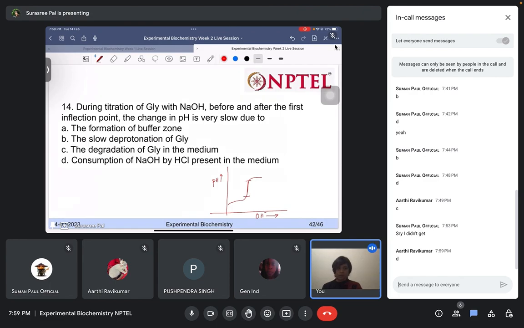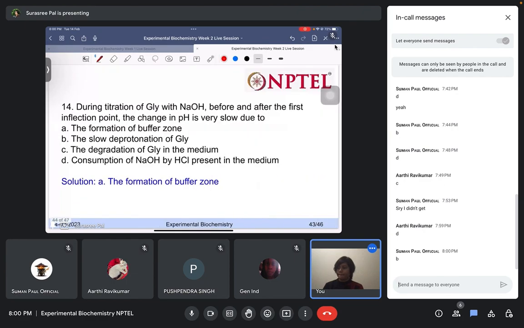What is it called? No, D is not the correct answer. So here what you are seeing is that you are adding alkali, but the change in pH is slow. So this is actually the buffer zone of glycine. That is the correct answer here.